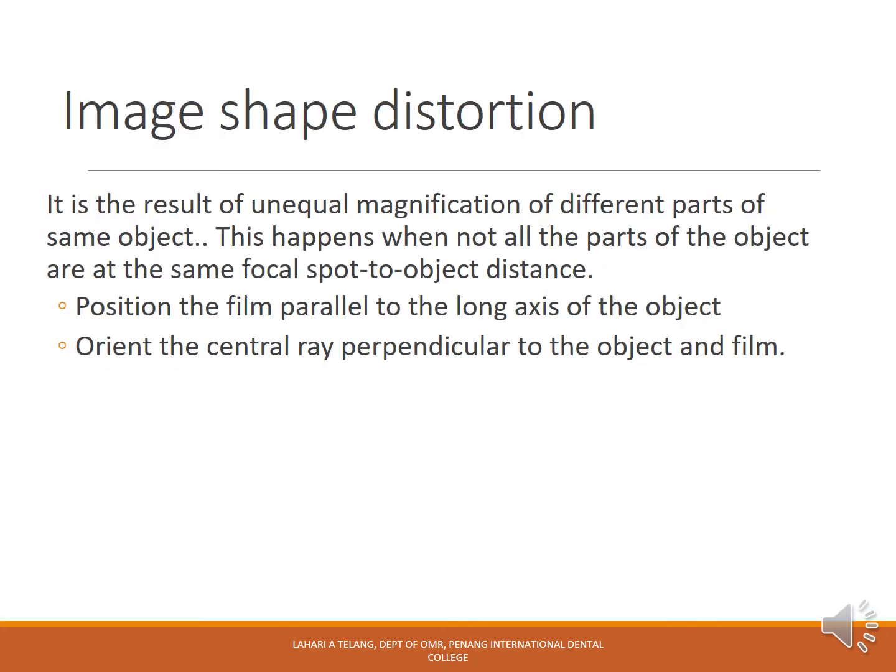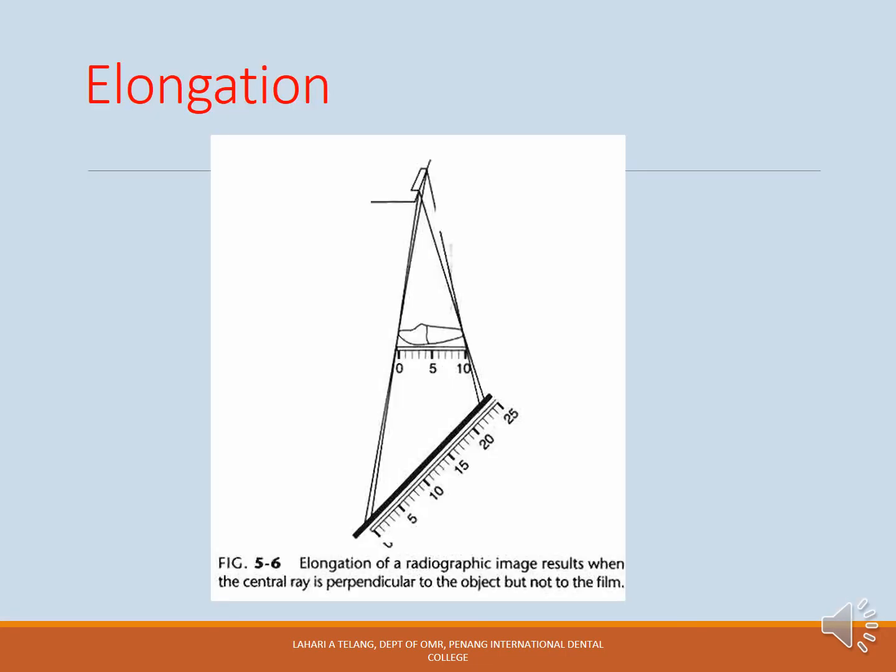Image shape distortion is the result of unequal magnification of different parts of the same object. This can happen when not all parts of the object are at the same focal spot to object distance. So positioning the film parallel to the long axis of the object and orienting the central ray perpendicular, that means 90 degrees, to the object and the film is very important to avoid any shape distortion.